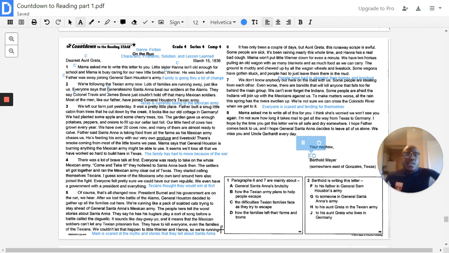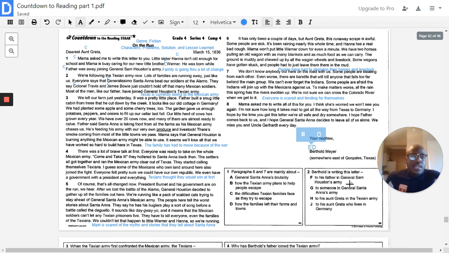Berthold is writing this letter, F, to his father in General Sam Houston's army, G, to someone in General Santa Anna's army, H, to his Aunt Greta in the Texian army, J, to his Aunt Greta who lives in Germany.